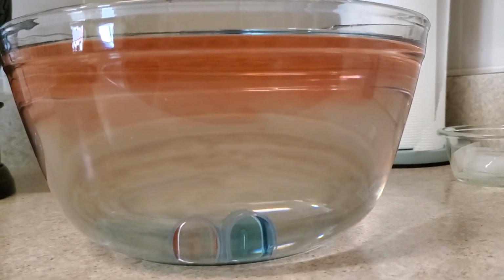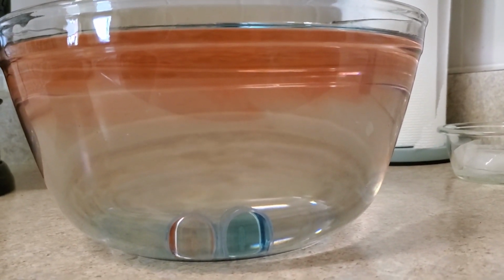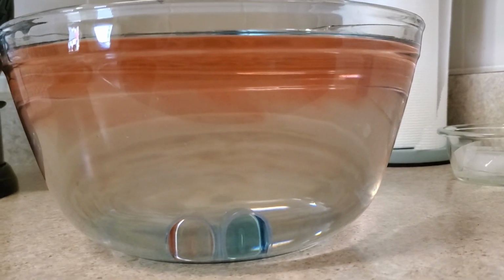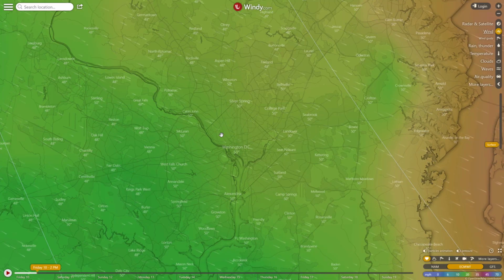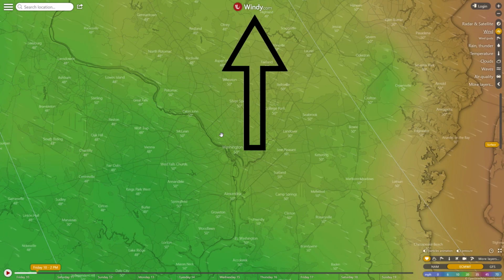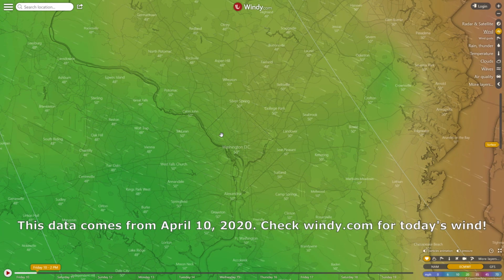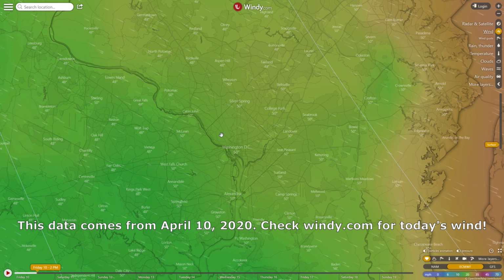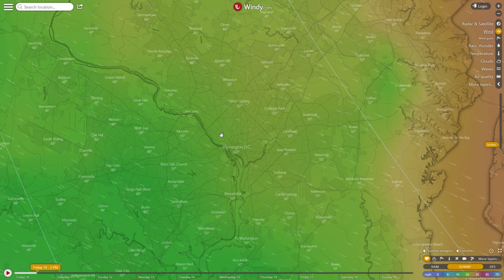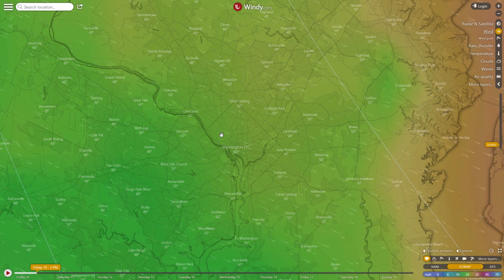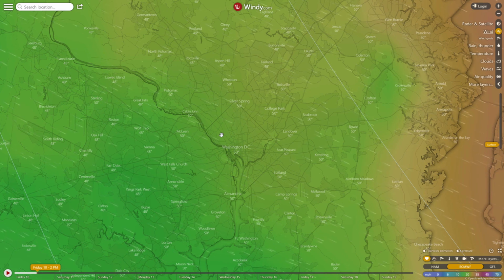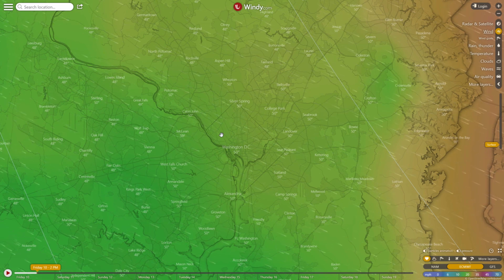We might be able to learn more about this by visiting a certain website. I found this map at a website called Windy.com. It shows the direction in which the wind is blowing today. See those moving white lines? Those are moving from northwest to southeast, and they indicate the direction that the wind is blowing.